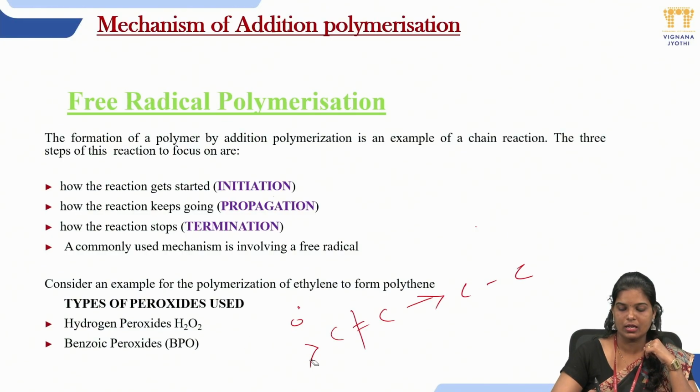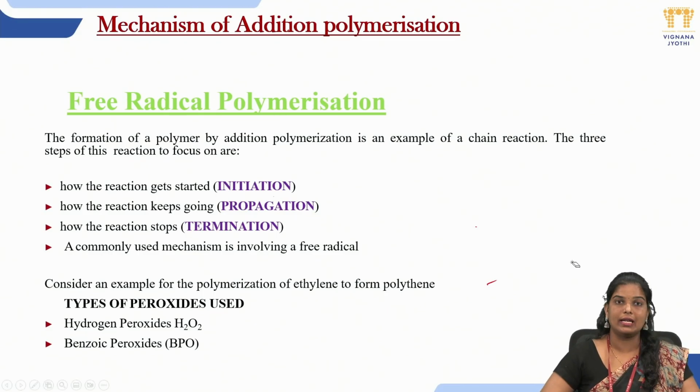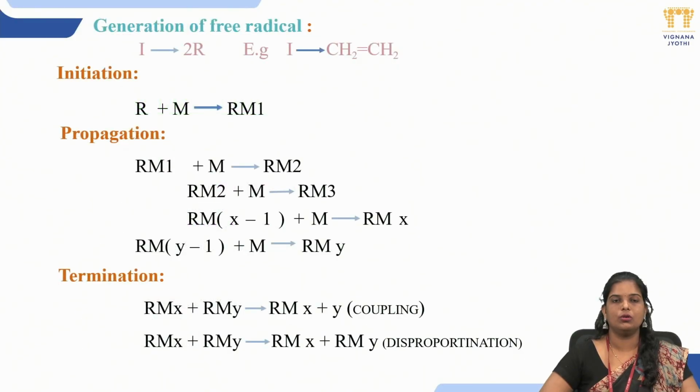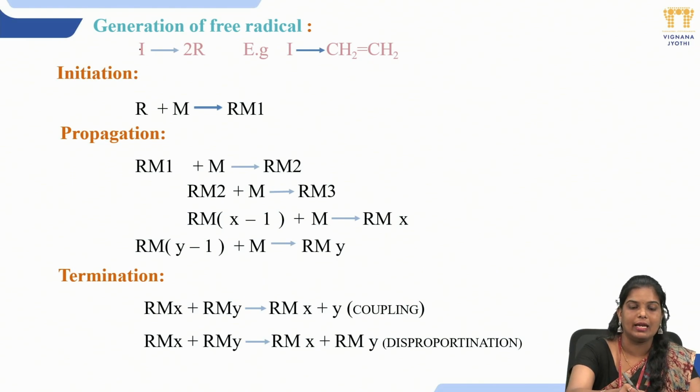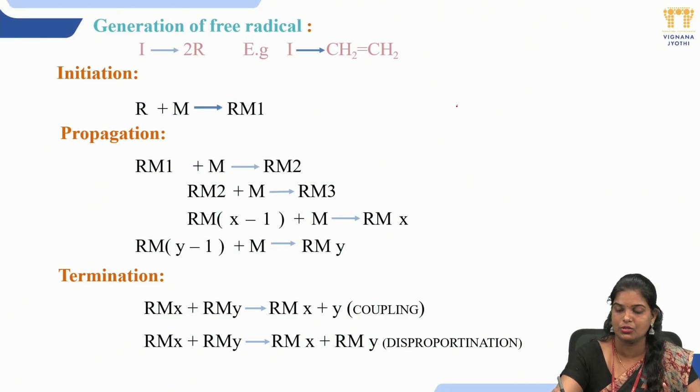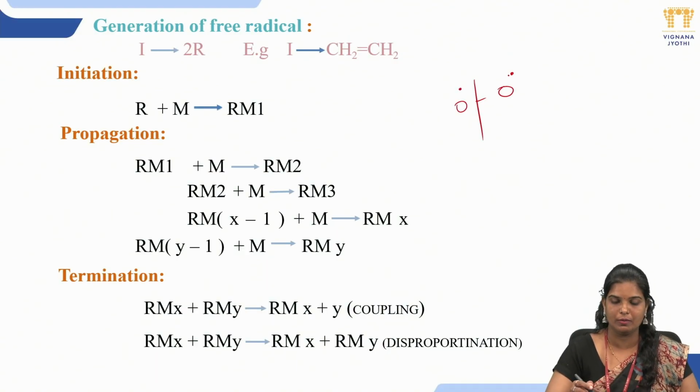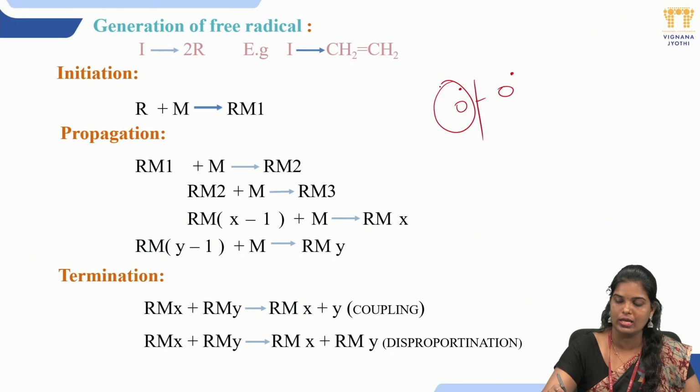Okay, so now let us see the detailed mechanism for this free radical polymerization. First is the generation of a free radical. That means an initiator is there that has been broken down and we got two free radicals, as I showed earlier, O bond O is broken and we got an O free radical and another O free radical. This is known as the initiator, which is represented as I.